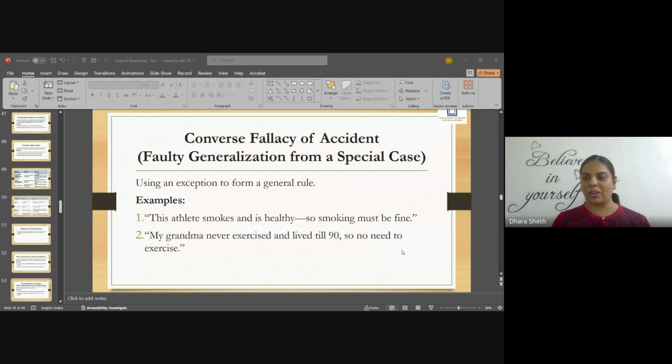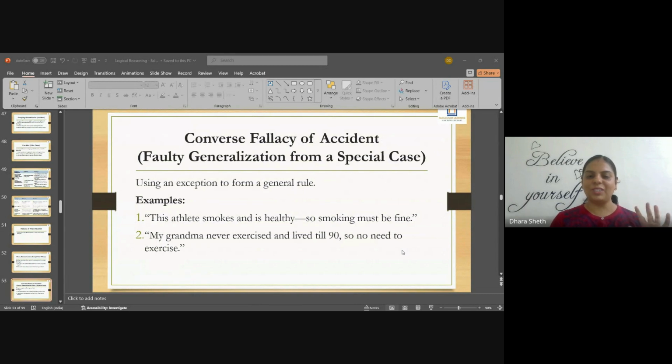For the ones eating tobacco, India is #1 in oral cancer. You can check statistics. Being a dentist, I can vouch for that. India is #1 in oral cancer, but I know of people who say that, no, my friend, so many friends ate tobacco and they did not get oral cancer. So nothing is going to happen to me also. That is converse fallacy of accident.